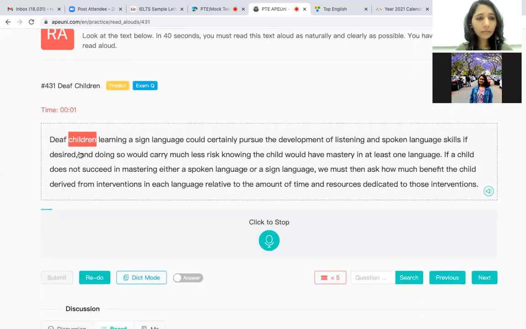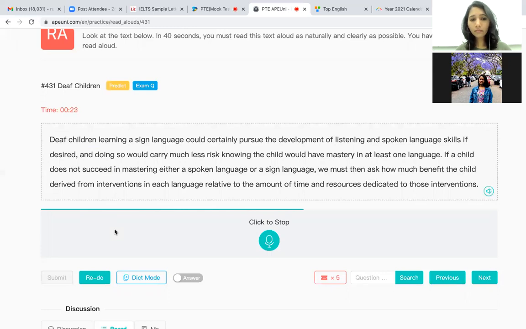Children learning a sign language could certainly pursue the development of listening and spoken language skills if desired, and doing so would carry much less risk, knowing the child would have mastery in at least one language. If a child does not succeed in mastering either a spoken language or a sign language, we must then ask how much benefit the child derives from intervention in each language relative to the amount of time and resources dedicated to those interventions.